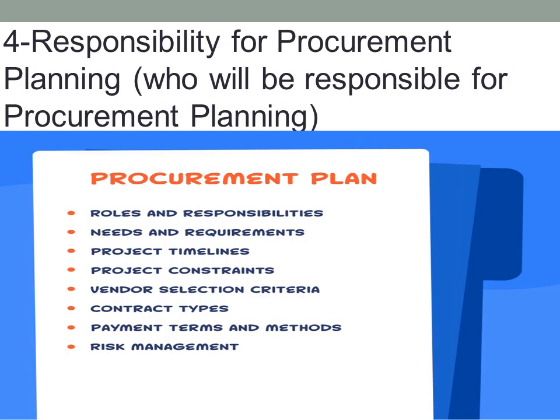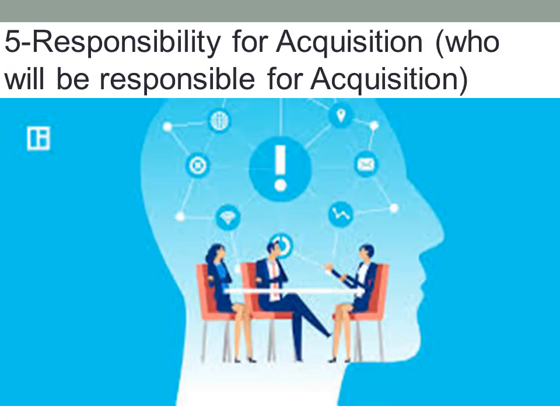After the requisition is authorized and approved and all the processes are completed, it comes to the purchasing department, which is responsible for the procurement planning. So this SOP tells us who will be responsible for procurement planning, like what are the roles and responsibilities, needs and requirements, timeline, constraints or vendor selection criteria, contract types, payment terms and methods, and if there is any risk involved in this procurement.